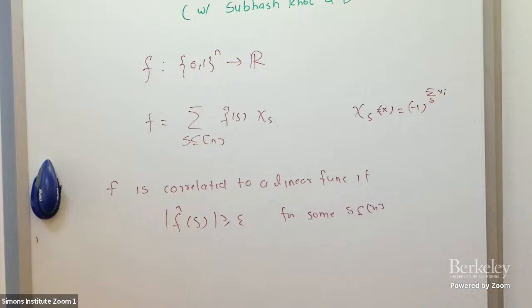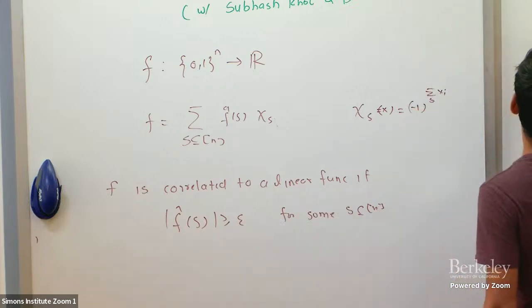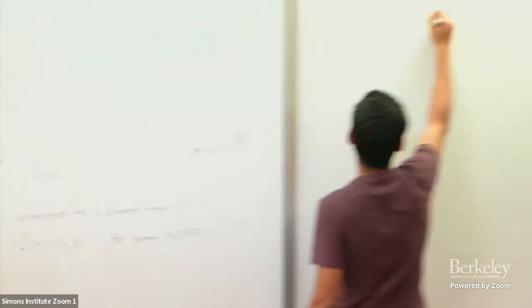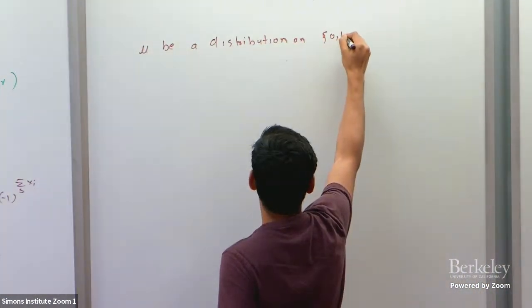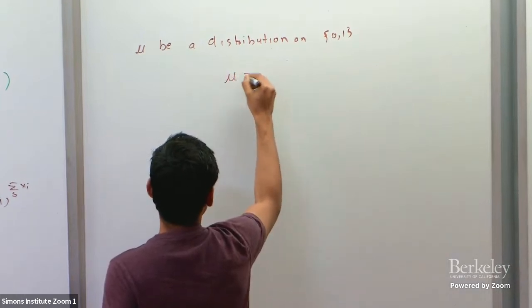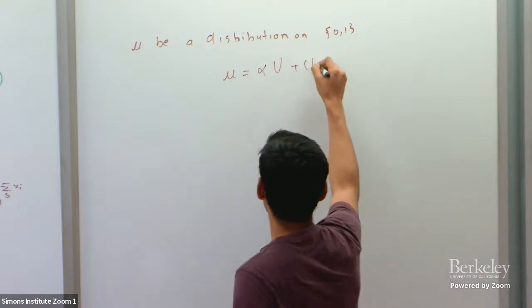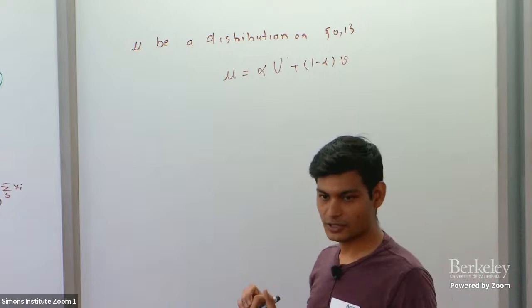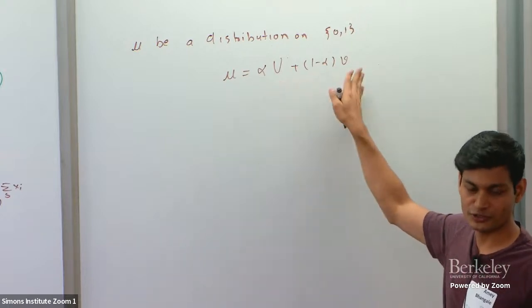Before we start talking about linearity testing over a p-bias cube, we'll be interested in restriction of a Boolean function. So let me define the kind of restriction that we'll be doing. Let's say mu is a distribution on just the bits, and let's say I can write mu as alpha times the uniform distribution plus 1 minus alpha times the remaining distribution, the residual distribution. So I'm just isolating the uniform distribution from the rest.